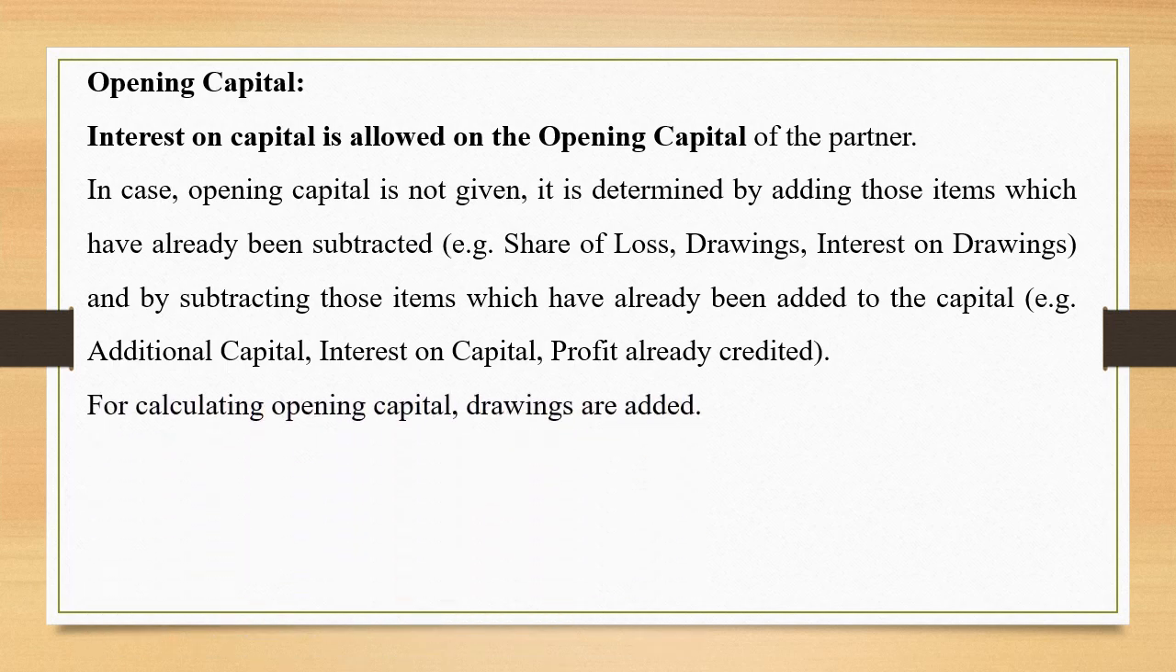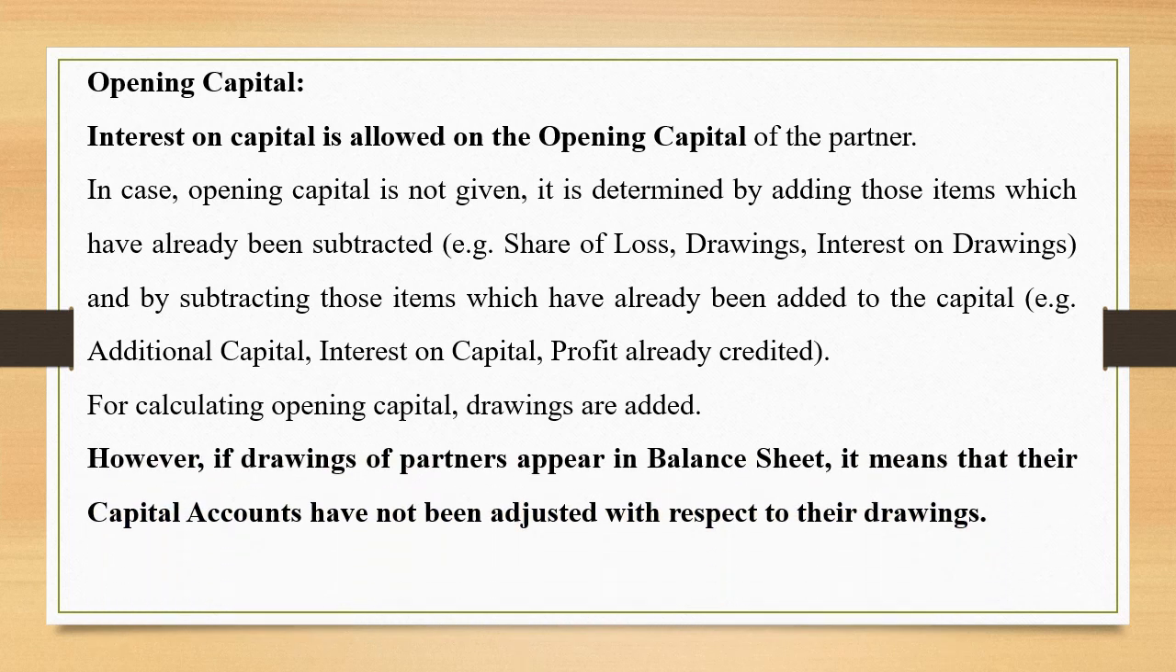For calculating opening capital, drawings are to be added. However, if drawings of partners appear in the balance sheet, it means that their capital accounts have not been adjusted with respect to their drawings. It's also a very important point when you start solving the sums. Please see that if drawings do appear in the balance sheet on the asset side, it means that their capital accounts have not been adjusted against drawings, so it will not be added back.